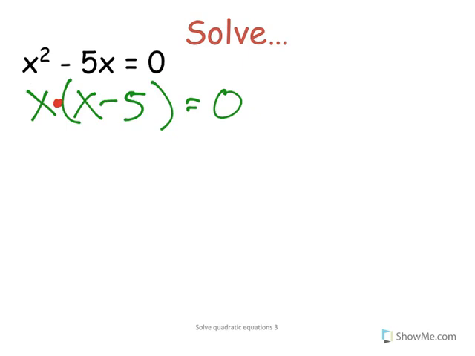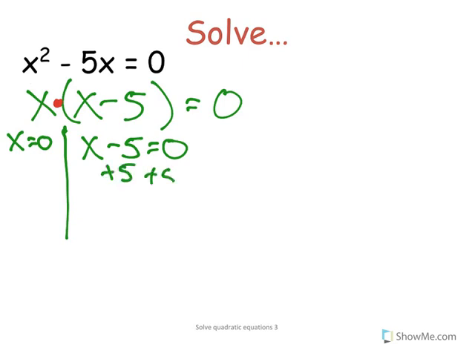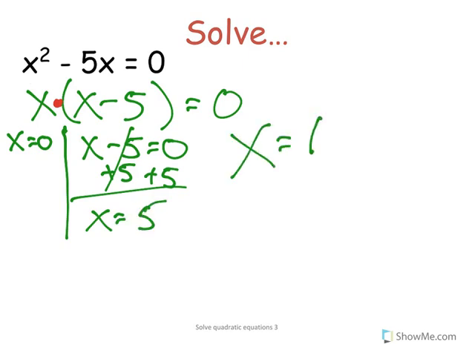So what I'm going to do is I can still split it up. Except one of the equations turns out to be really easy, right? The one on the right is x minus 5 equal to 0. But the one on the left is simply x equals 0, right? It doesn't require any more solving. It's already solved. So now I add 5 on both sides, and it gives me x is 5. So when I write my answer as a solution set, I end up with 0 and 5.